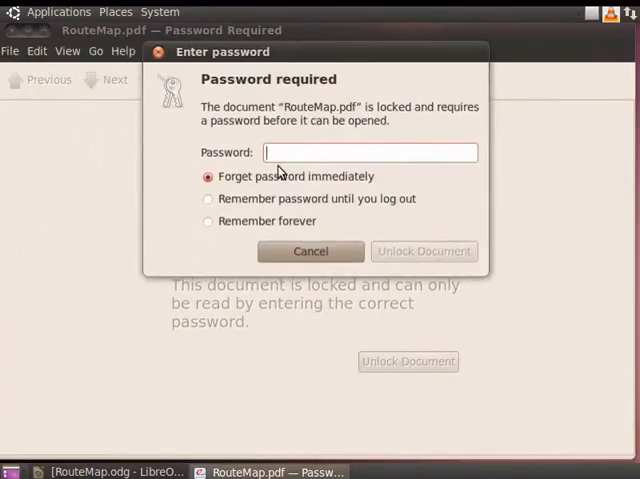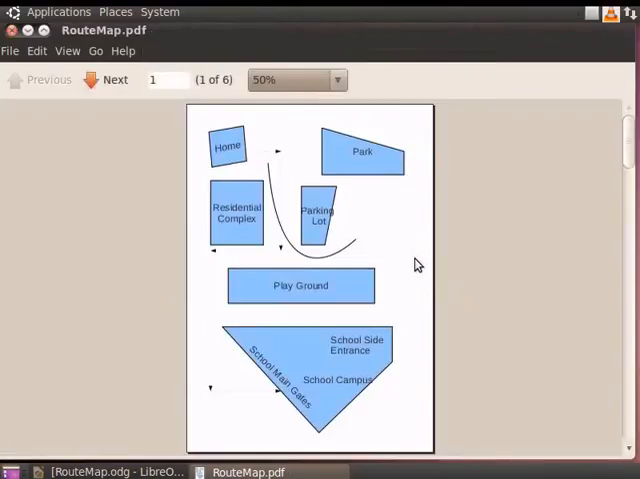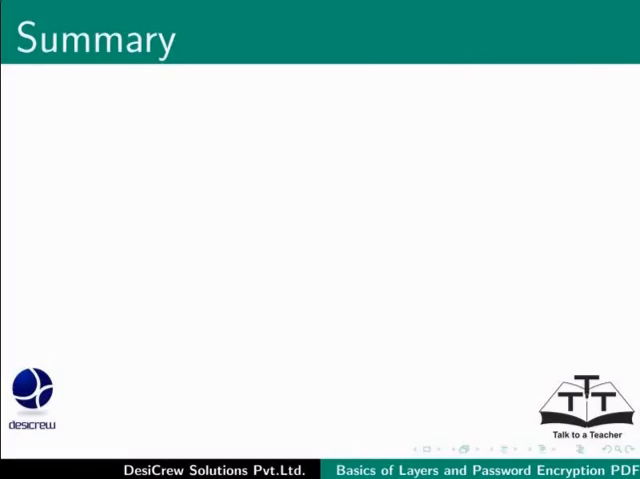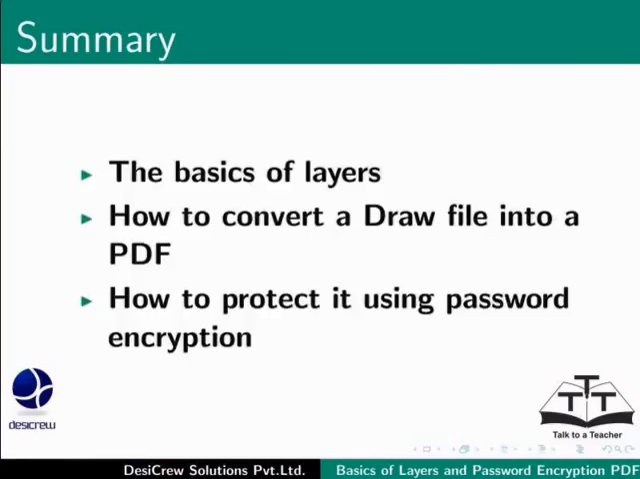In the password field, let's type the correct password, protect101. Click on the Unlock Document button. The PDF file opens. We have converted our draw file into PDF and successfully password protected it. This brings us to the end of this tutorial. Here we have learned the basics of layers, how to convert a draw file into a PDF, and how to protect it using password encryption.